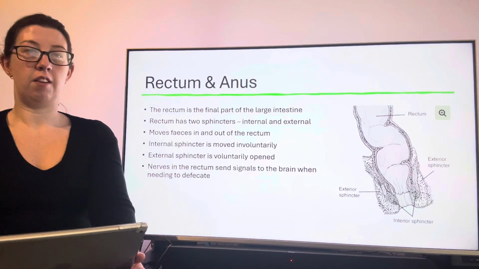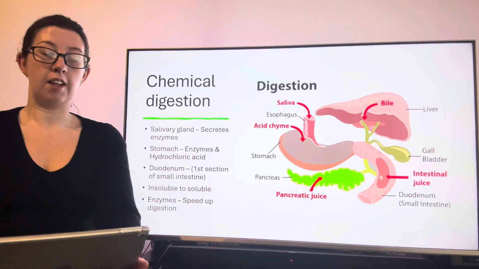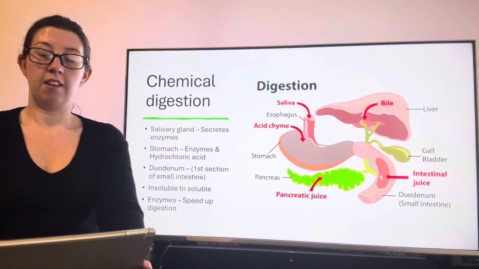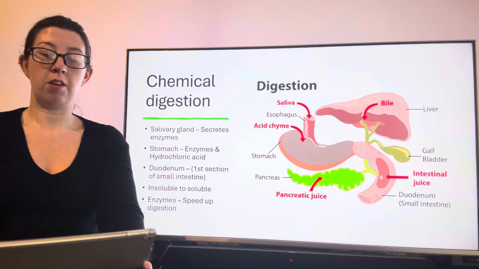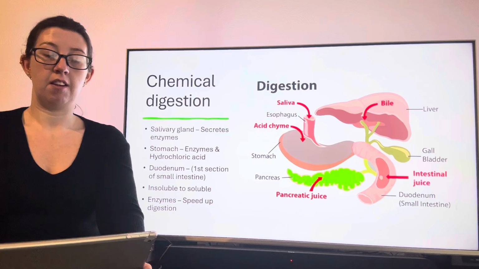Chemical digestion. Salivary amylase enzymes break down starch and carbohydrates into monosaccharides. In the stomach, pepsin breaks down protein into amino acids. The duodenum is where fat and carbohydrates are broken down. Pancreatic lipase breaks down fat into fatty acids.